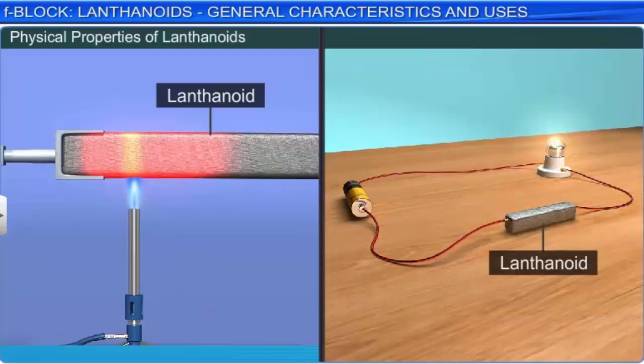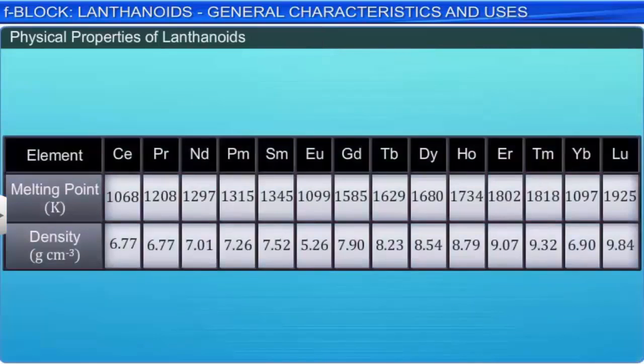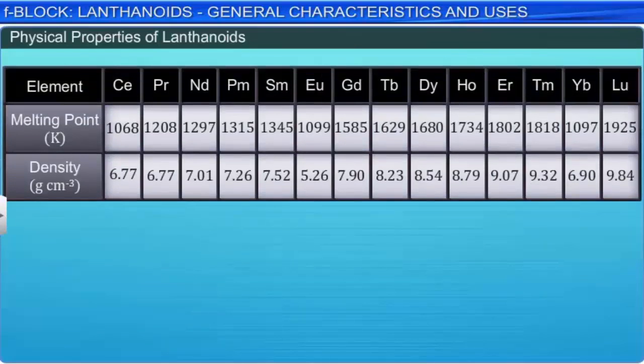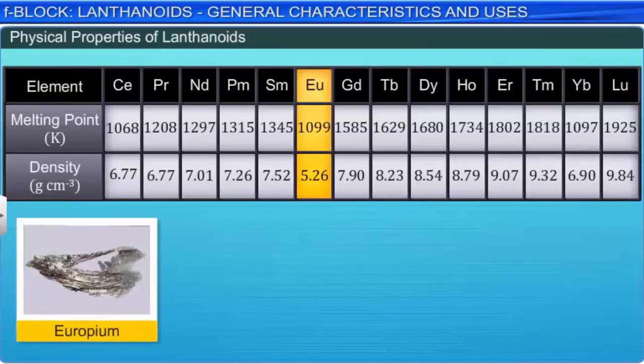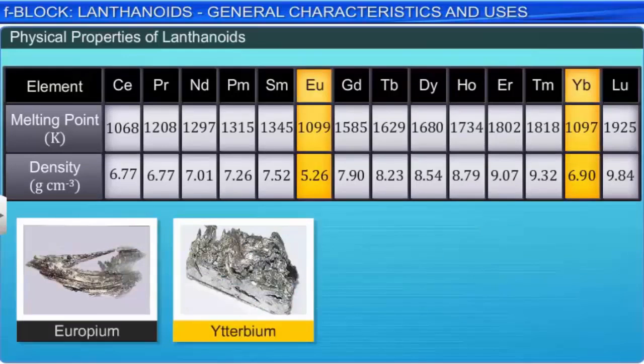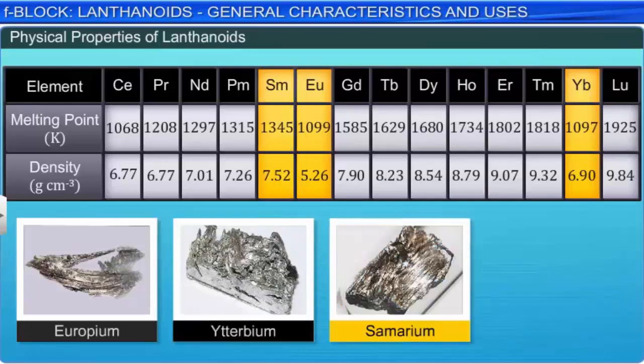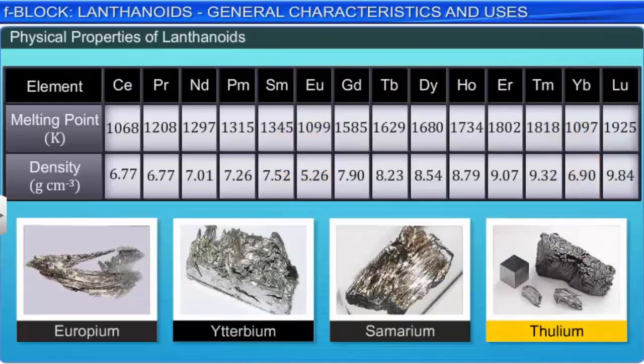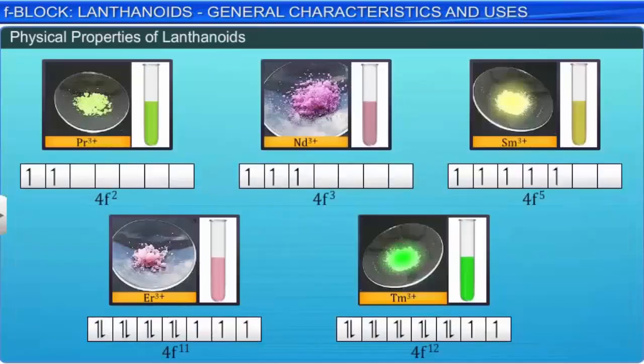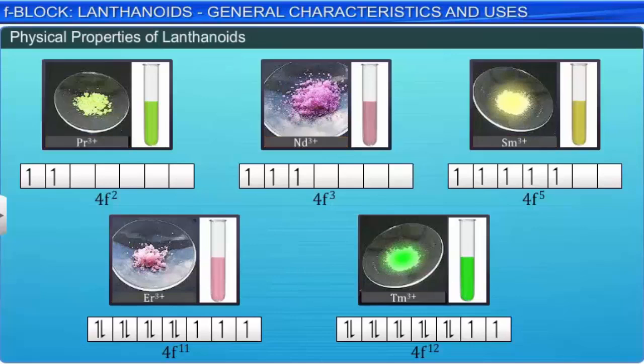Their physical constants, like melting point and density, change gradually, except in the case of europium, terbium, samarium, and thulium. Many of the trivalent lanthanoid ions are colored, both in their crystalline state and in aqueous solutions. The color of these ions is directly related to the number of unpaired electrons in the 4f subshell.